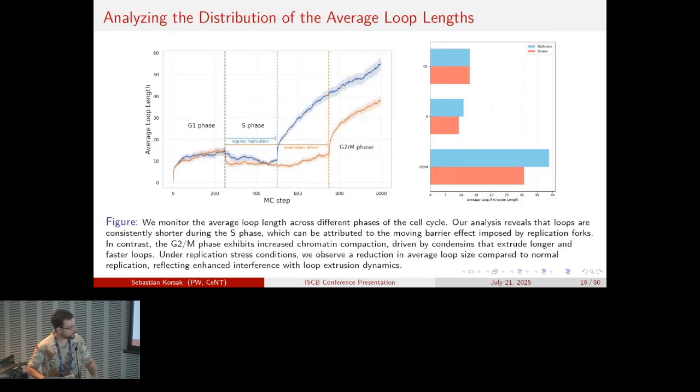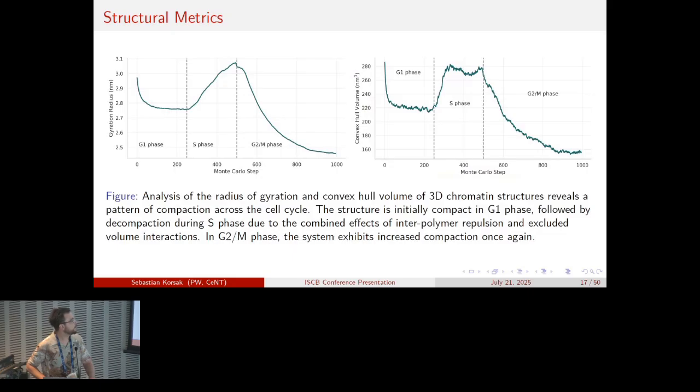Another important thing is that during replication stress, I model replication stress by activating more origins more often. Then we have smaller loop size. This is something that we have also validated with Hi-ChIP experiments under replication stress conditions. There is also a very standard pattern in the gyration radius and the convex hull volume. We have reproduced this by hard coding these 3D structures from single cell experiments, and we see exactly the same pattern.